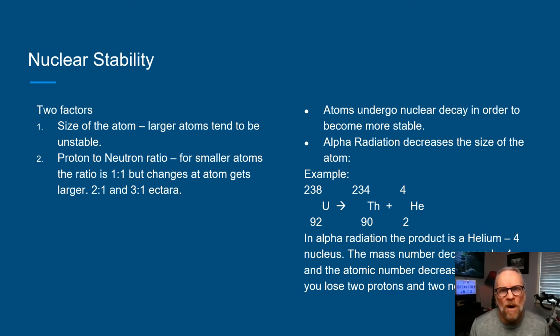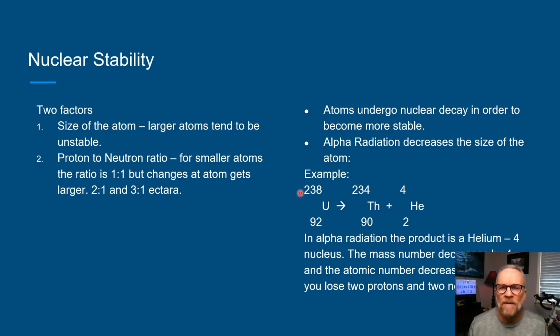For smaller atoms, this ratio tends to be 1:1, but changes as the atom gets larger to 2:1 and 3:1, etc. There is something called magic numbers, which means the number of protons and the number of neutrons in the atom are stable. And so there are certain mass numbers that tend to be stable because it has a good ratio for the size of the atom.